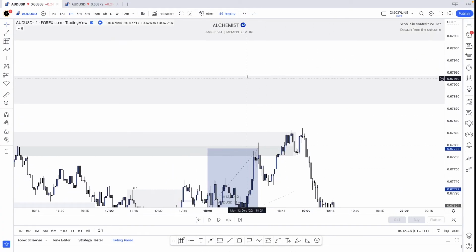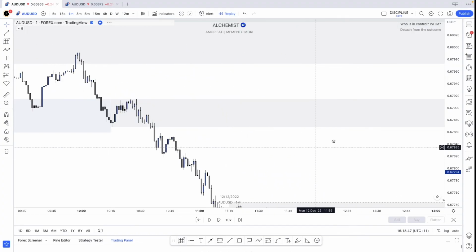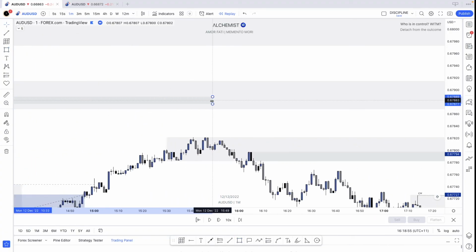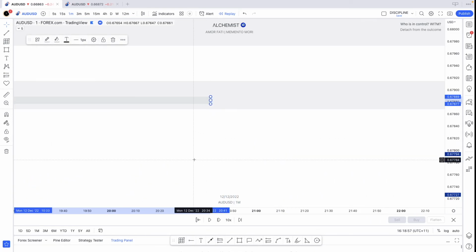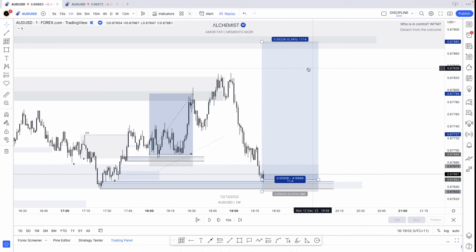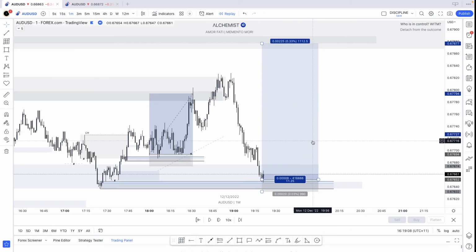Now we are targeting the next unmitigated supply, which is above here. And let's just see if we can refine this again. So we have another beautifully engulfed 1 minute POI, which is also a flip. So we can be targeting this one here. You can be a bit more conservative and play just the open of it. It's more than sufficient number of pips.